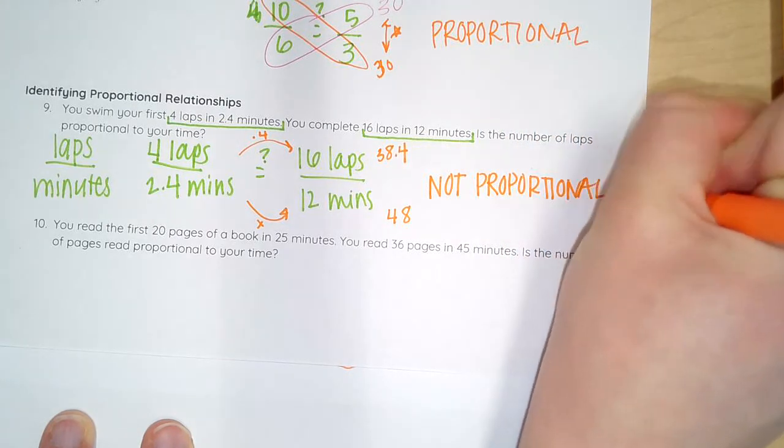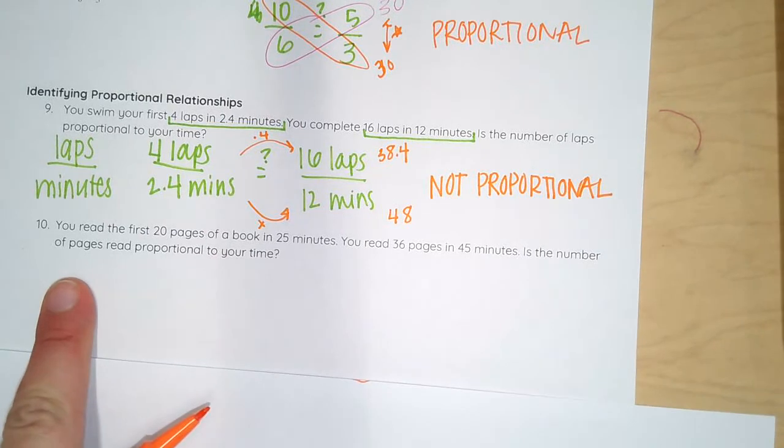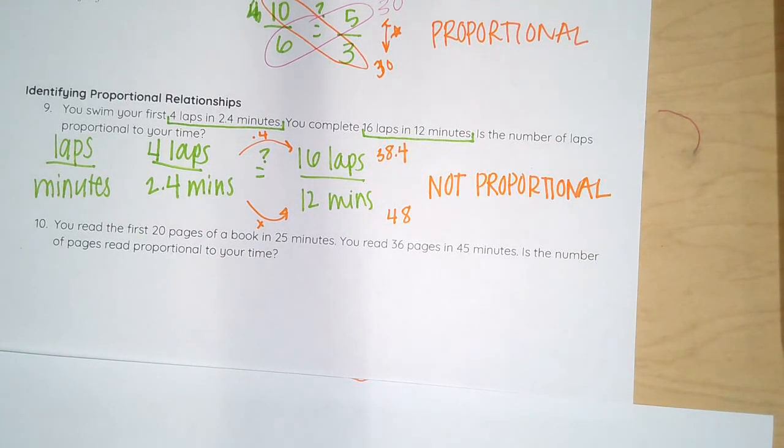Could you go ahead and figure out number 10? It says you read the first 10 pages of a book in 25 minutes. You read 36 pages in 45 minutes. Is the number of pages read proportional to your time? So were you reading at a consistent pace the entire time? Go ahead and type your answer, proportional or not proportional, into the box and explain how you know.